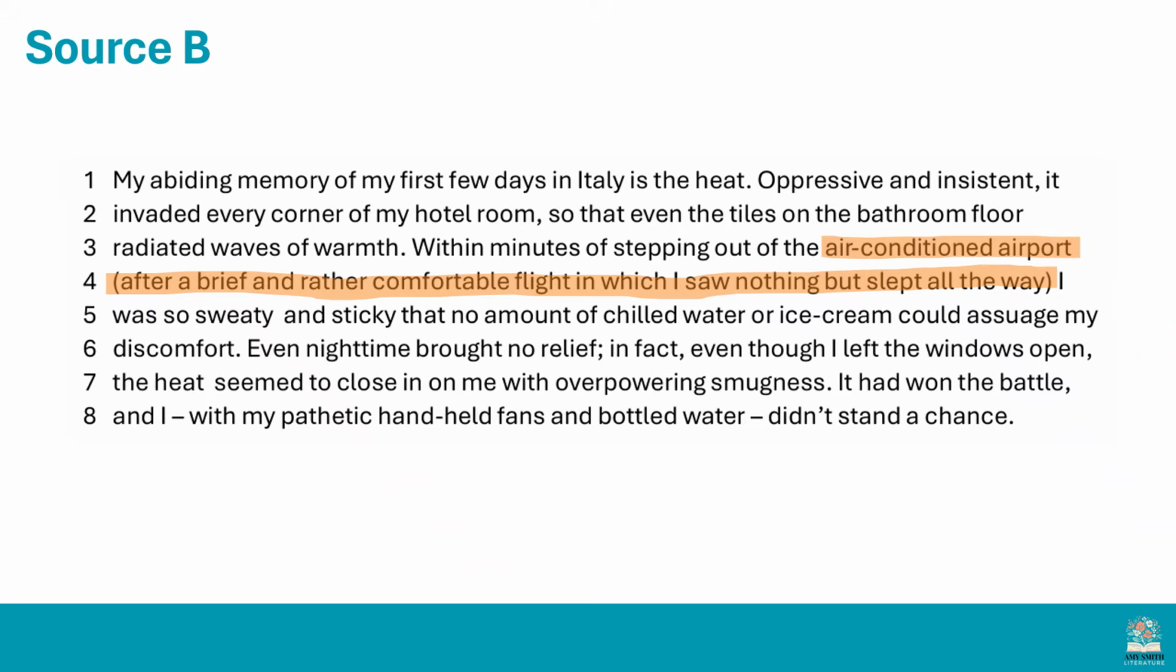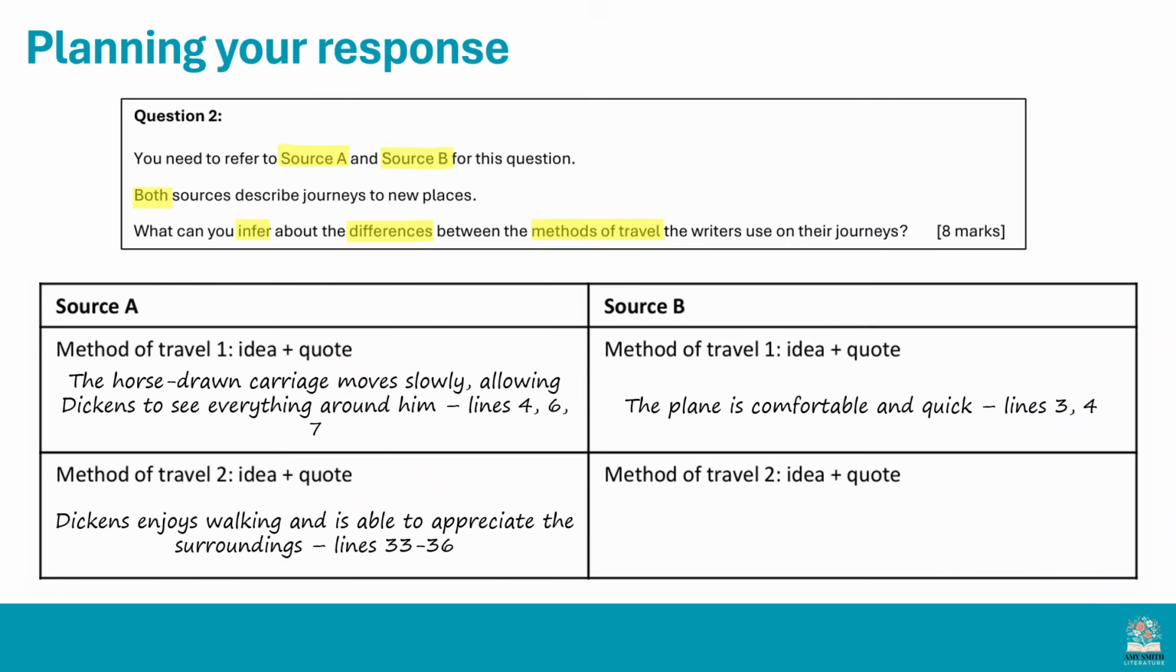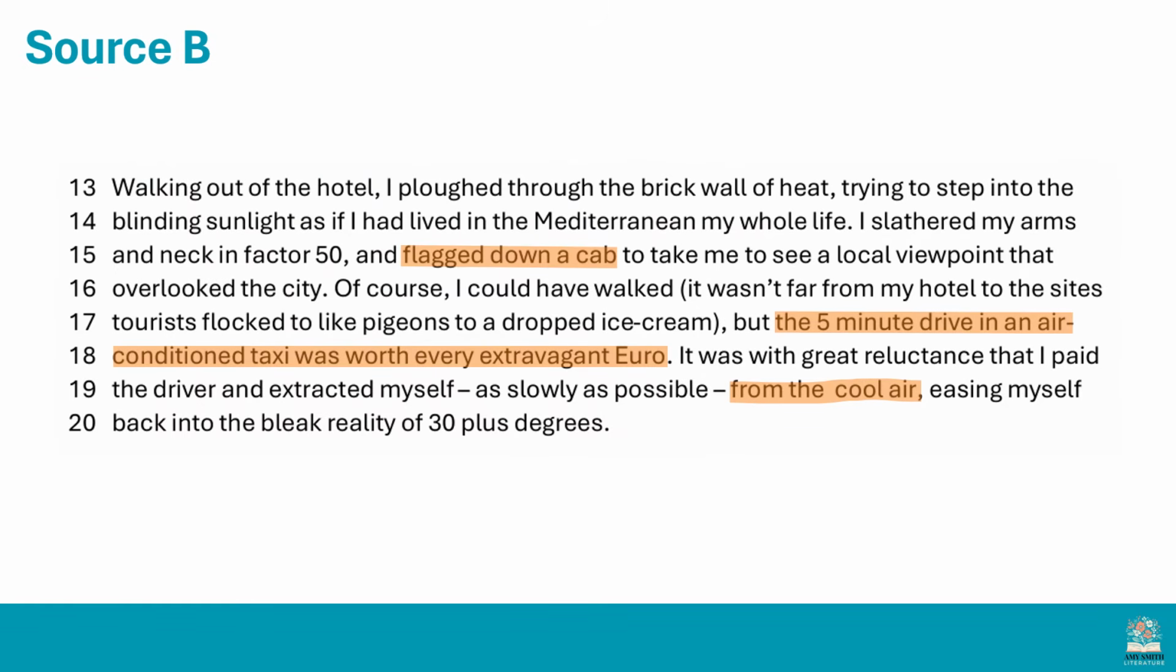She says it was a brief and rather comfortable flight in which I saw nothing but slept all the way. So in my table, I'm putting in that the plane is comfortable and quick, and that's from lines 3 and 4. We need another method of travel from this source to finish our table off.